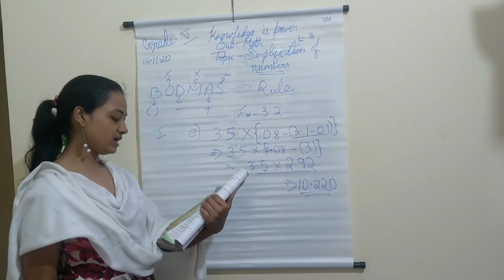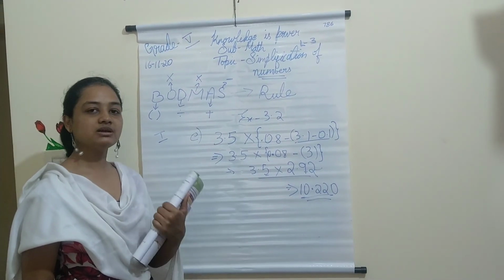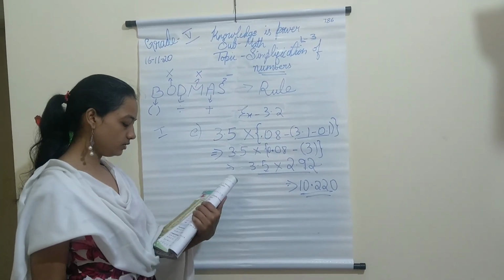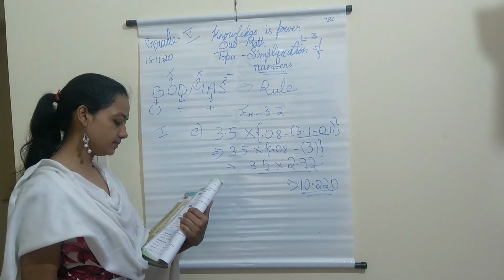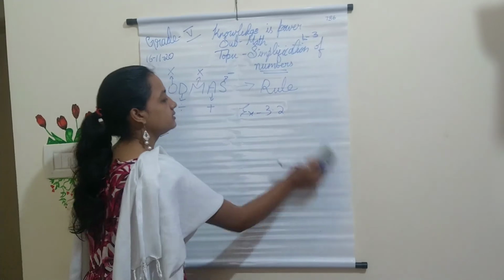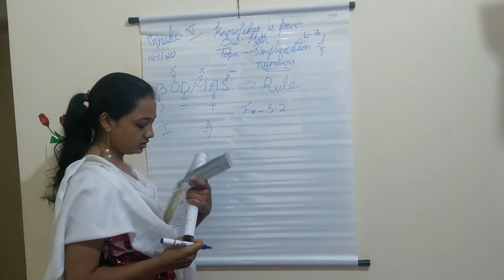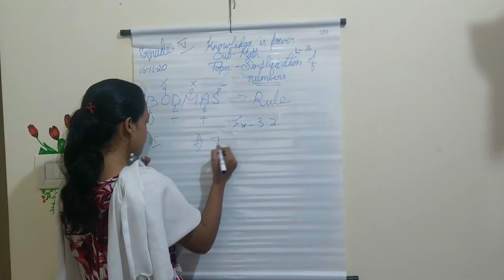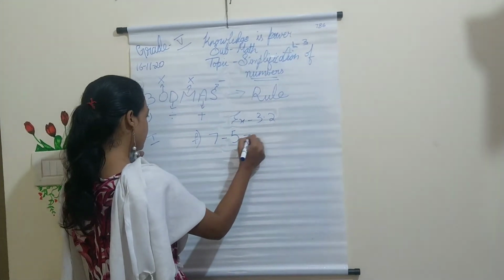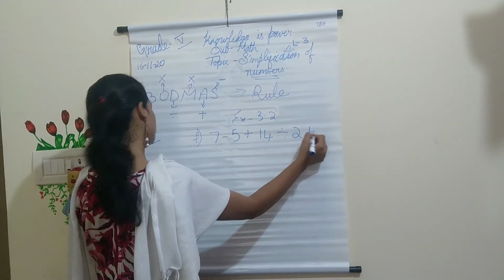Now next, simplify the following. It's just the same main as we did in the previous exercise. So I'll show you one sum in that, and other sums you can try by yourself and show me your answers. I'm going to take the fifth sum: 7 minus 5 plus 14 divided by 2 plus 6.